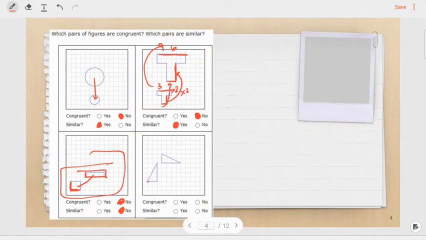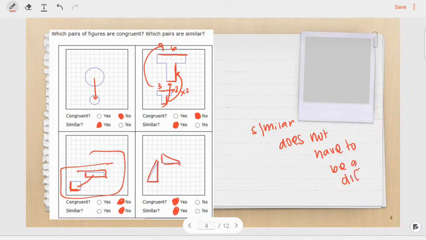Now my last shape, I have congruent. So that's 2 and 2, that's 4 and 4, that's the same length, that's the same length. So yes, they're congruent, but because they're congruent, that means they're also similar. They're the same shape. Okay, they're not different sizes, but similar shapes do not have to be different sizes. So note to self, similar does not have to be a different size. So if you mark something as congruent, you're also going to mark it as similar.